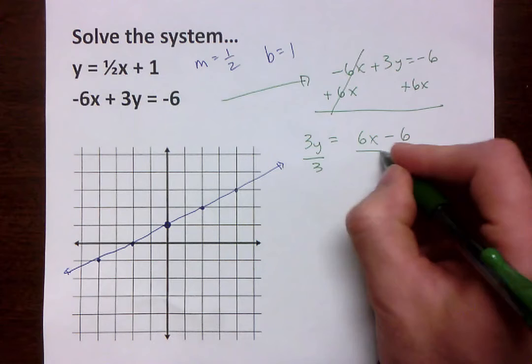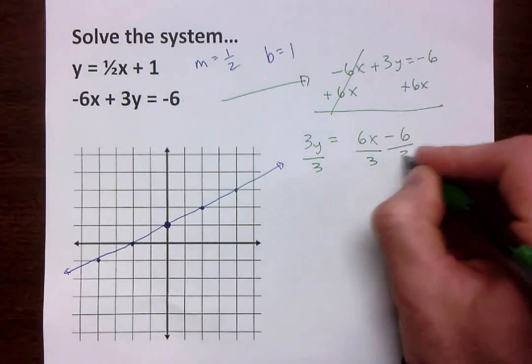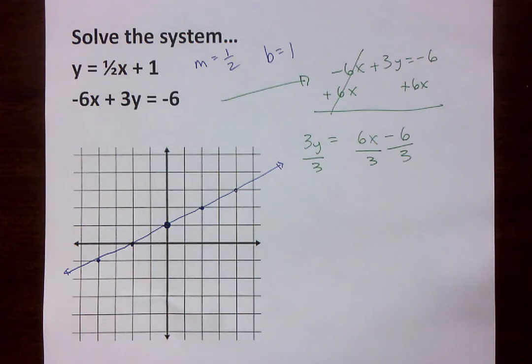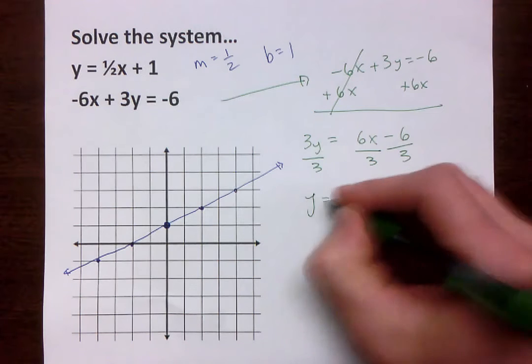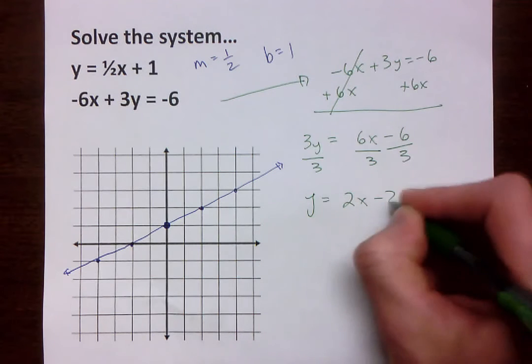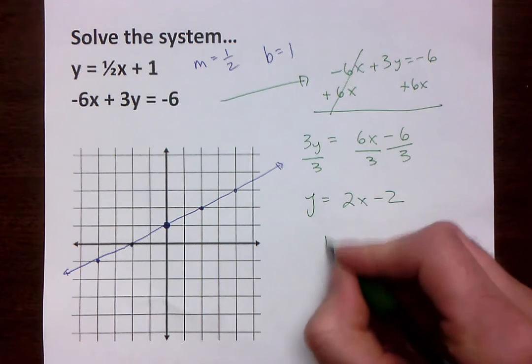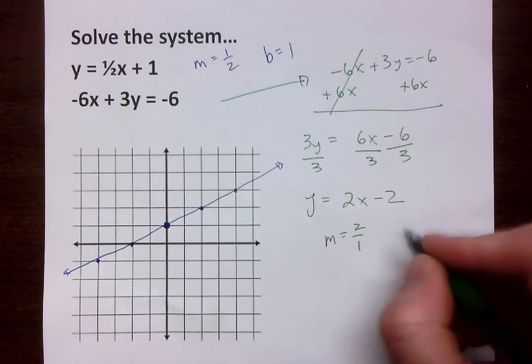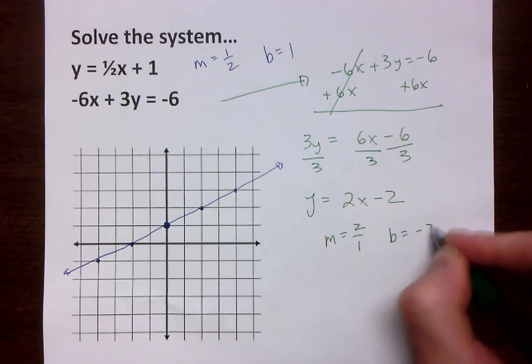Now, to get this y by itself, I must divide by 3. And I can't just divide one thing by 3. I must divide everything by 3. So I'm left with y equals 2x minus 2. So here, my slope is 2 over 1. My y-intercept is negative 2.